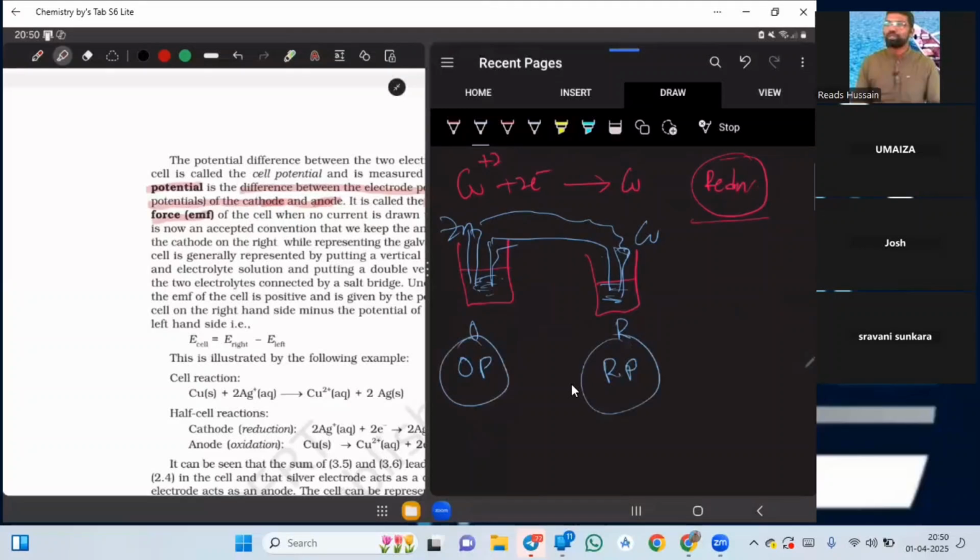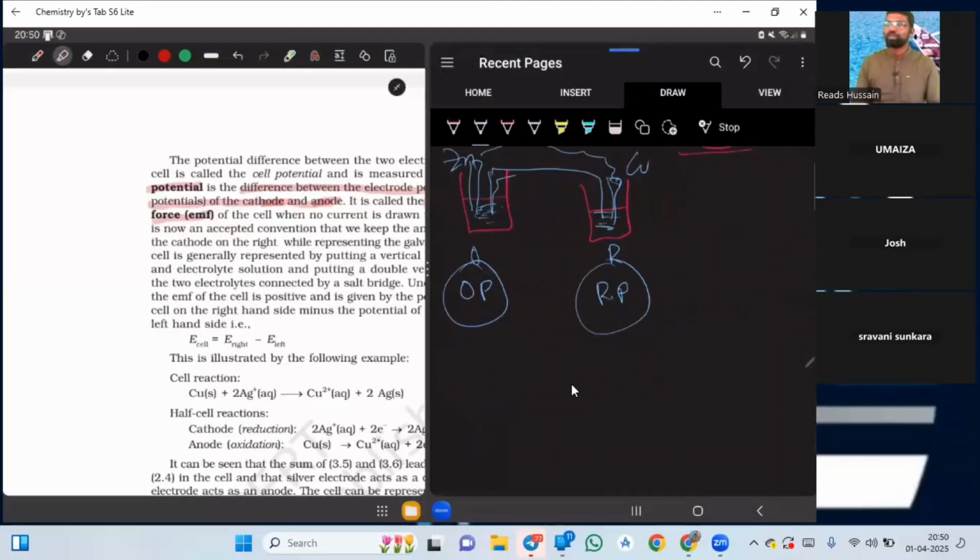But scientists suggested, according to the IUPAC system, that you don't take oxidation potential and reduction potential individually for anode and cathode respectively. Instead of that, for both of them, you take reduction potential itself. You may not understand this point. Before going to that, I will give you one small formula. Now I want to know what is the cell potential.